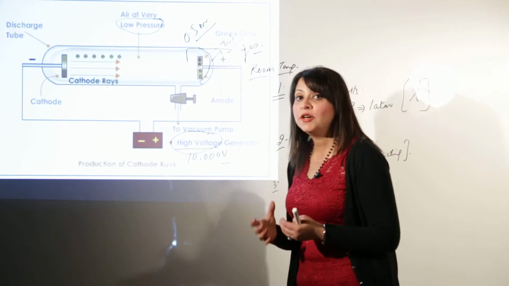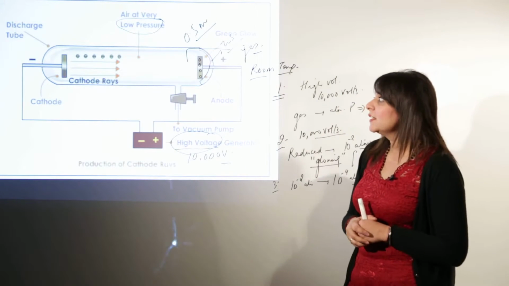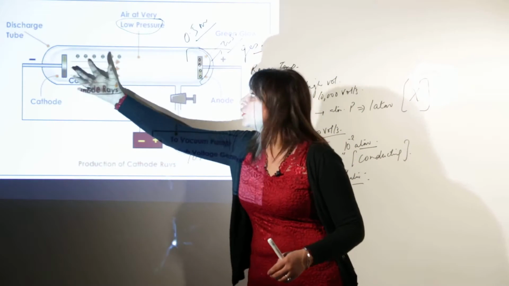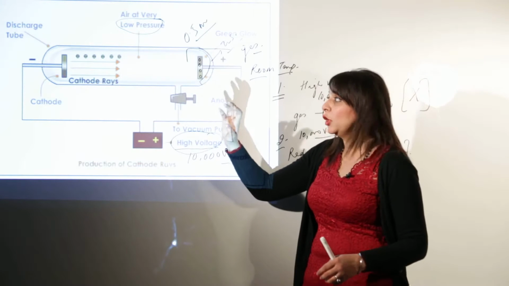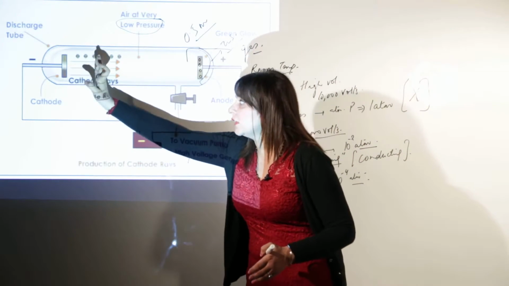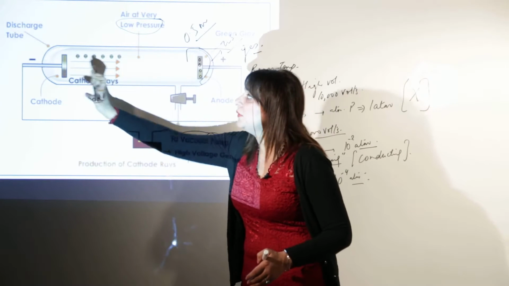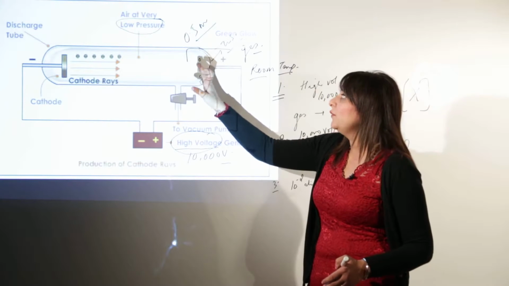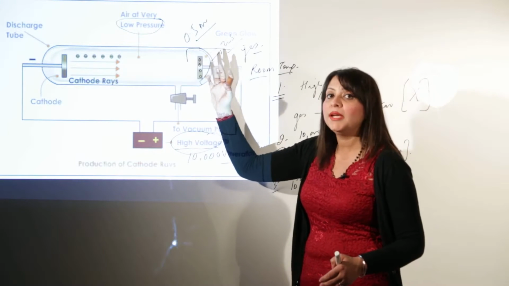So it was confirmed that under these conditions something was emitted from here, which was traveling towards the anode side, because this was not happening on that side. When these conditions were applied, something was emitted from this side which traveled here, crossing the anode, and when it struck the zinc sulfide screen, it made it glow.